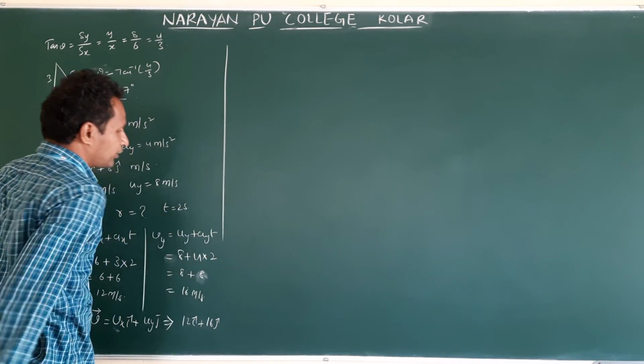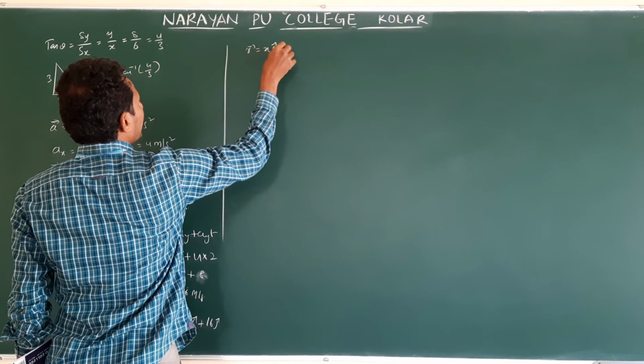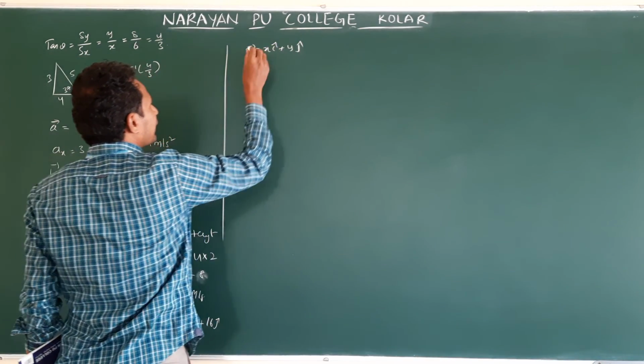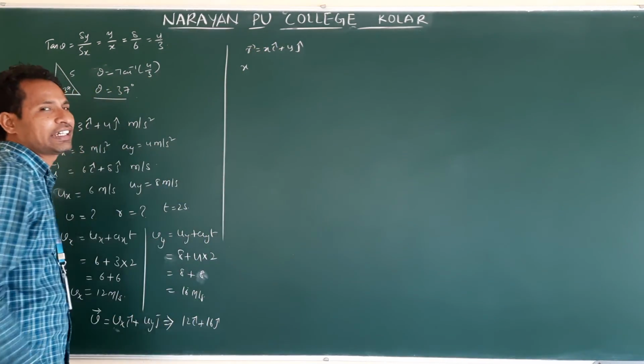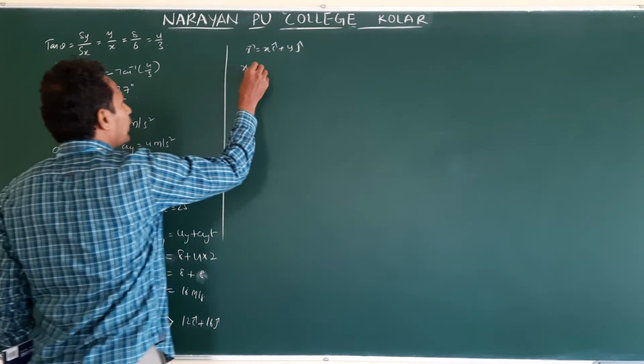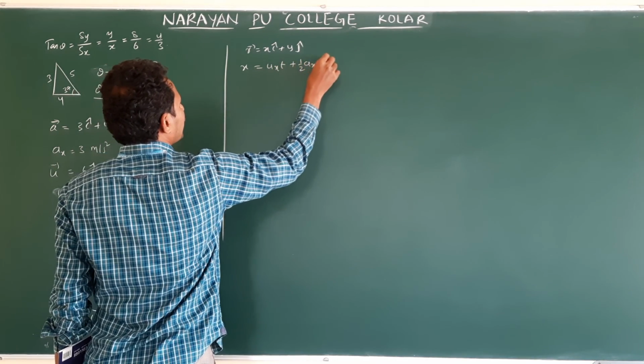Next, position vector. Position vector, how do we write? R is equal to x i cap plus y j cap. So x is the displacement along x direction, and we previously took Sx. It's nothing but Sx or x, both are the same. X is equal to what? Ux t plus half ax t square.